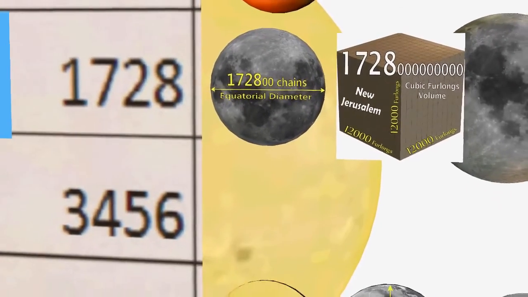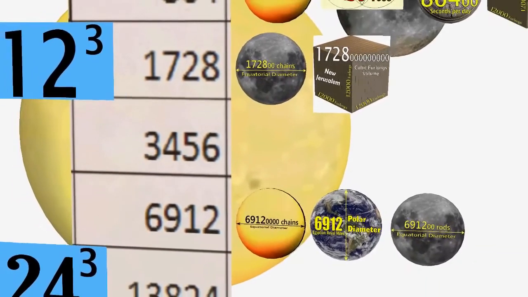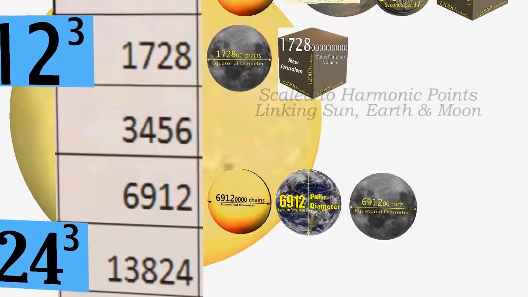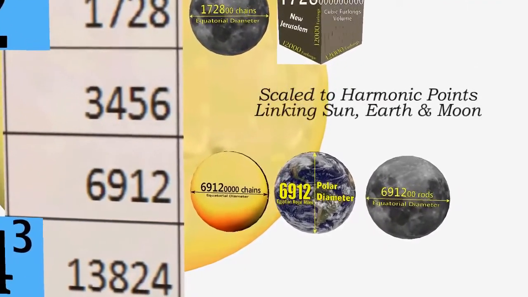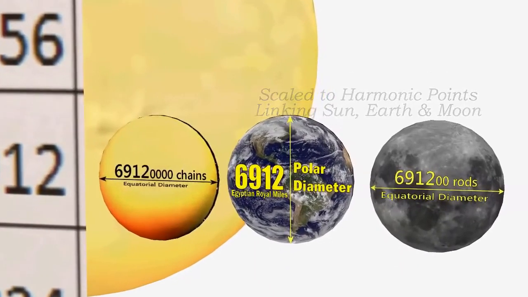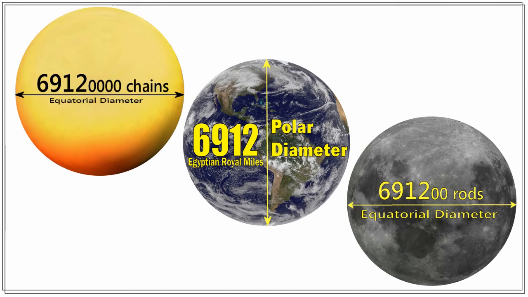So from 1728 we multiply it by 2, we get 3,456. Now there's a lot of stuff there, but I'm going to leave that out for the moment because I want to stay with the diameters and not deal with radiuses. And the next number, 3,456 times 2, is 6,912. And again, now we have a beautiful harmony point once more where we see the sun, the earth, and the moon all being described by this number.